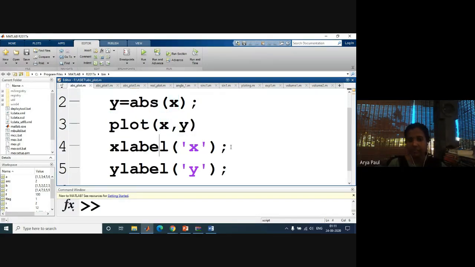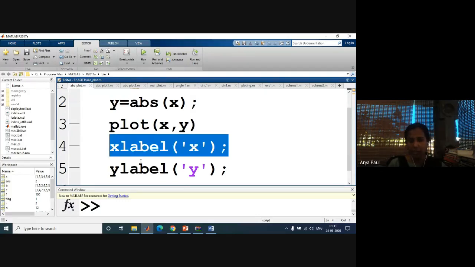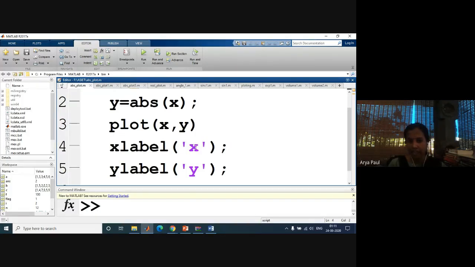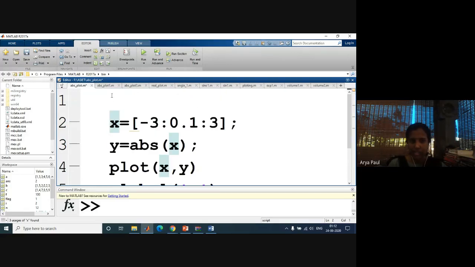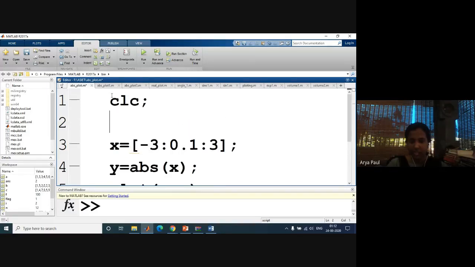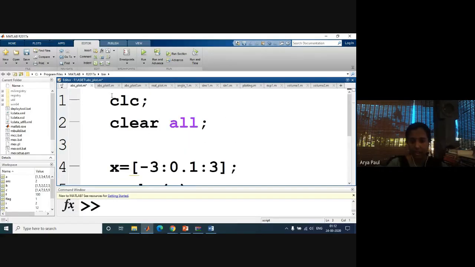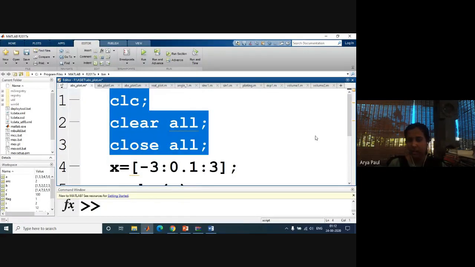Then xlabel, you are labeling your plot. Once you are plotting a graph, you should label it properly. So xlabel of x, ylabel of y. Since you are doing this in an M file, you should use clc, clear all, and close all. Whenever you are about to begin a program, you should type these three commands: clc, clear all, and close all.